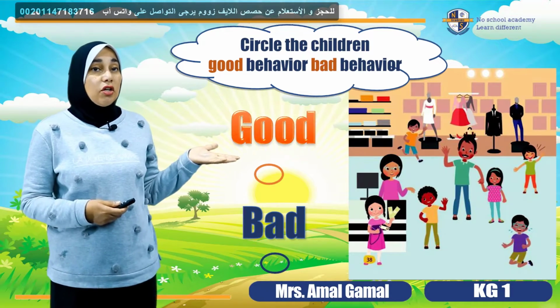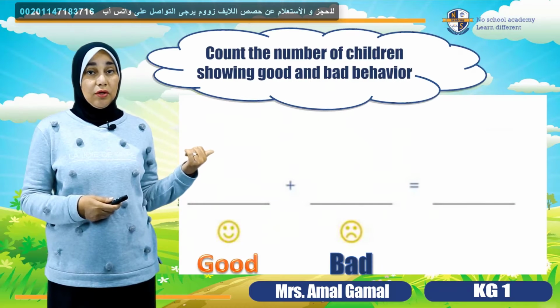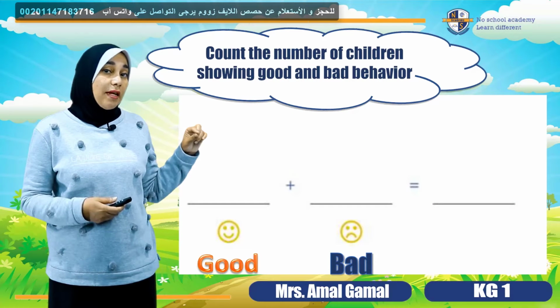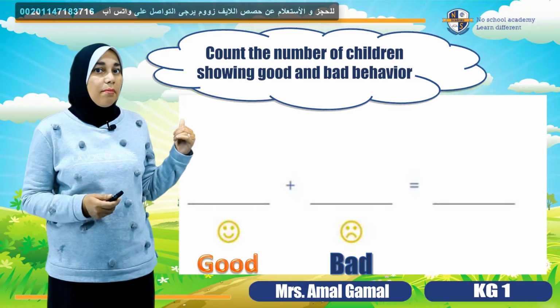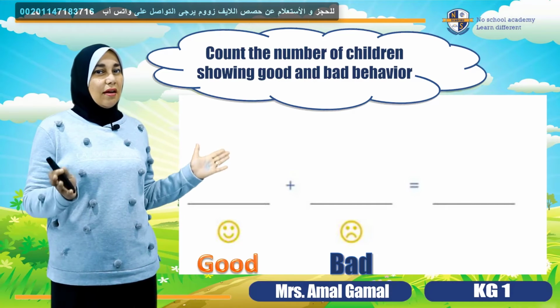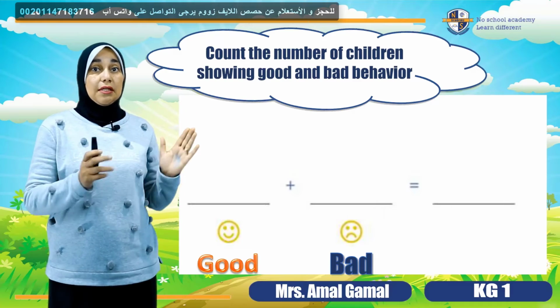So how many good and how many bad? That's what you are going to do. You are going to count how many did some good behavior and who or how many made some bad behavior, and count them all together, how many children in this picture.